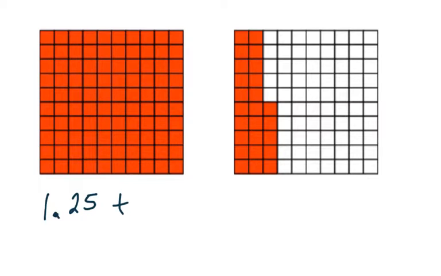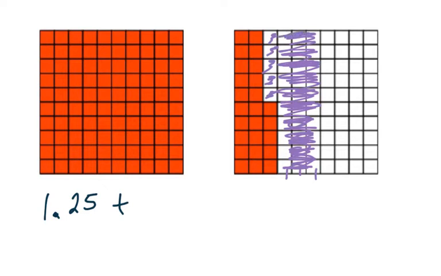So I'm going to change my color to purple. I'm going to shade in these 5 first. So that takes care of 5 of the 38 hundredths that I'm going to shade in. Then, since this is 10, 20, 30, I'm just going to shade in these 3 columns all together. So that's 30, 35, 36, 37, 38.